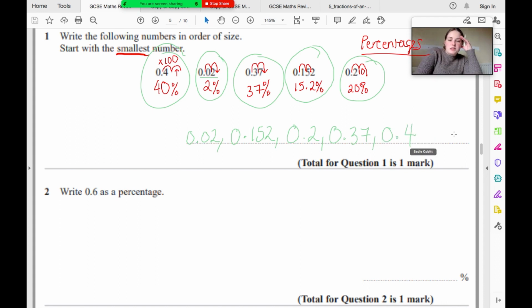And there you go. As easy as that, and I know it's only 1 mark, but the more you do it, the quicker you'll get at that. Now, we've just done that about 5 times, and it's going to be exactly the same for question 2.